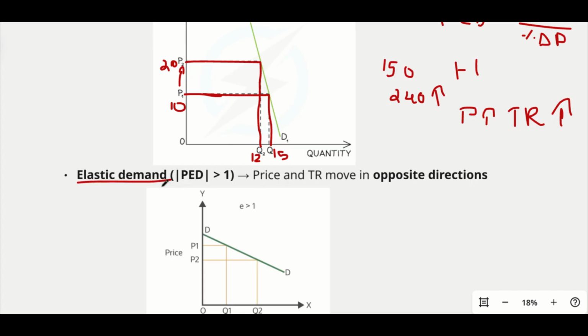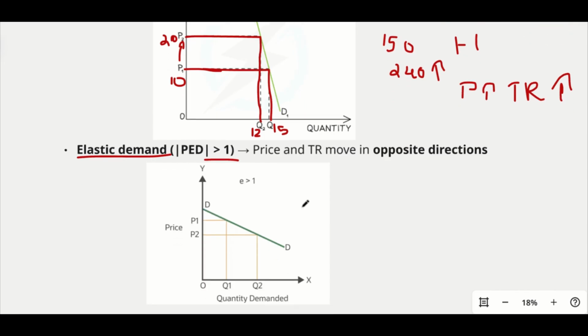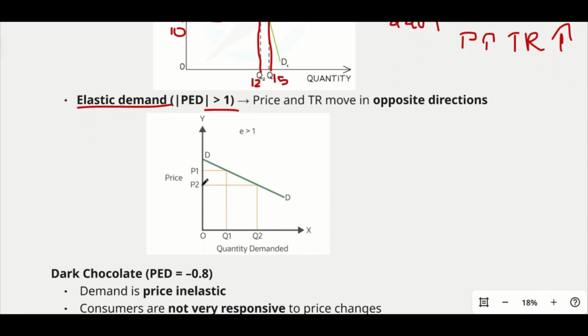Now let's check elastic demand, where price elasticity of demand is greater than 1. Let's check the graph. Here our initial price was P2 and the quantity was Q2. When the price is increased, the quantity decreases to Q1. The change in price is small, but the change in demand is quite large. Let's do it with an example. Say the initial price is 5 rupees and the changed price is around 7, with quantities 20 and 10.